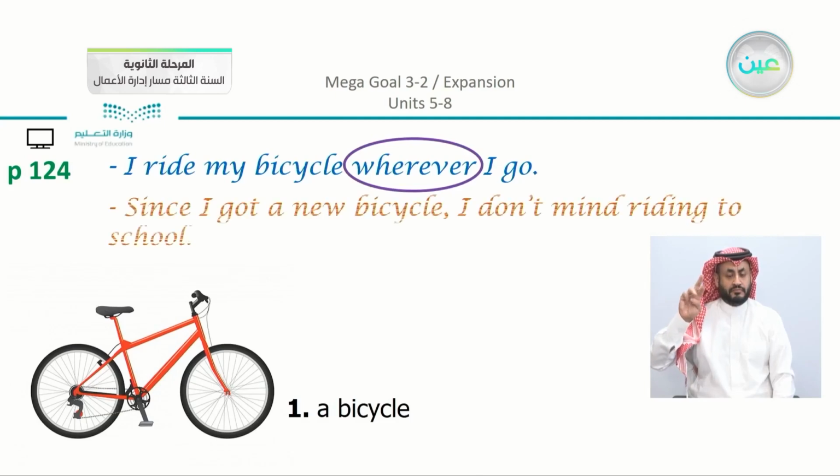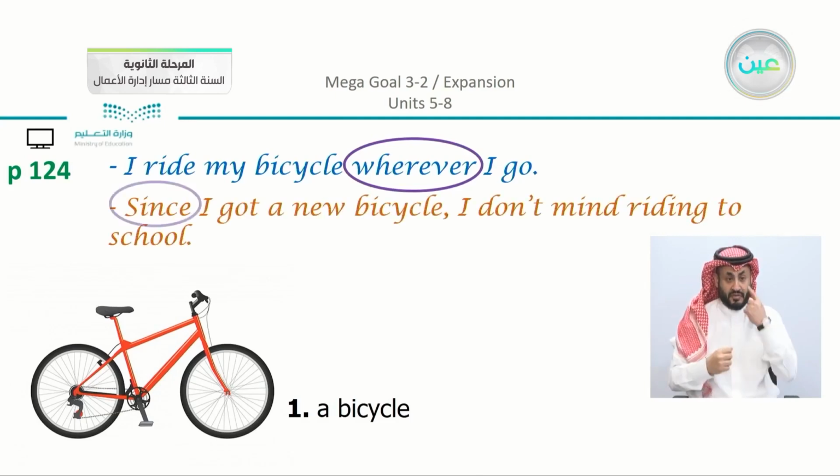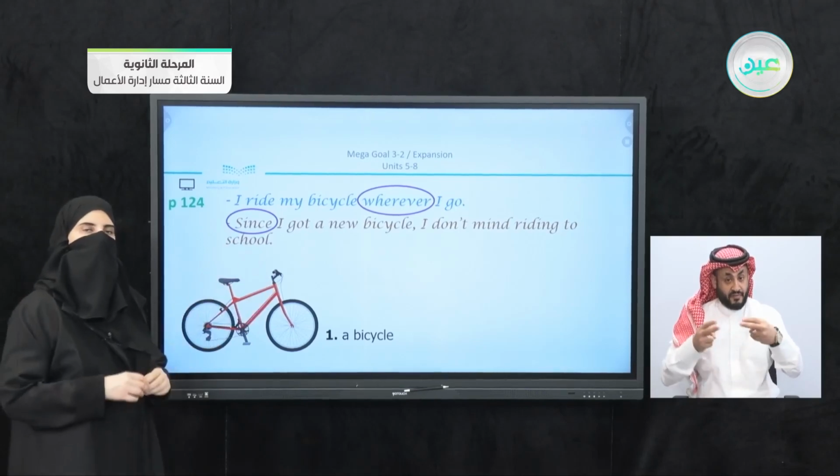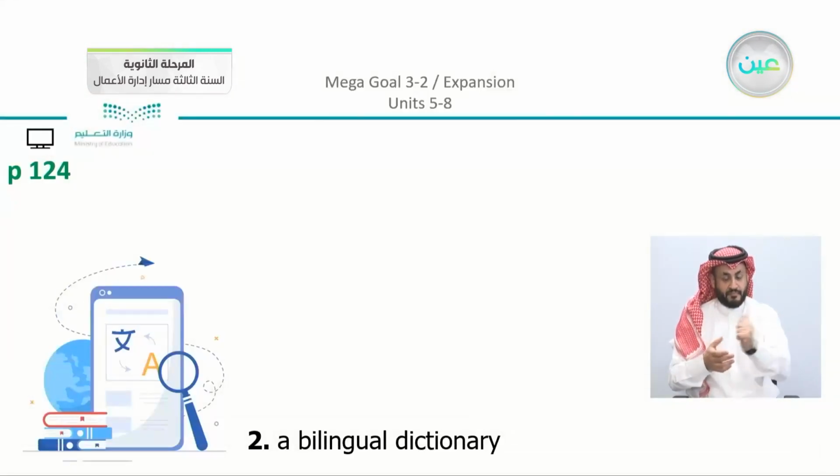Number 2, since I got a new bicycle, I don't mind riding to school. You can notice that when I use the conjunction at the very beginning, I put the comma that we have here in the sentence. Number 2, a bilingual dictionary.